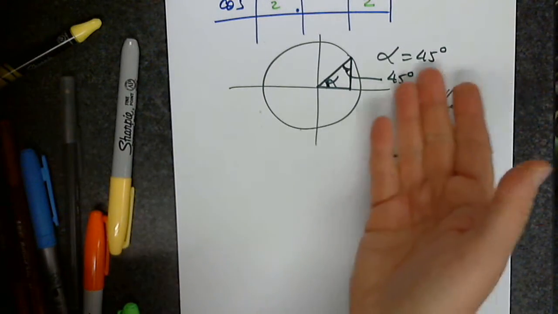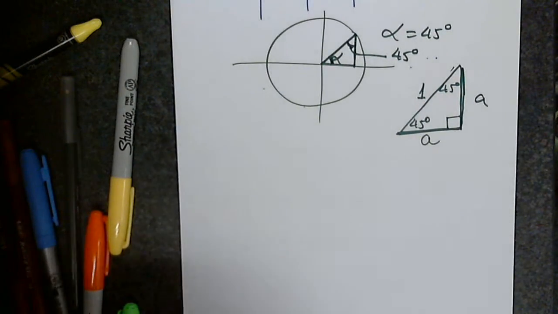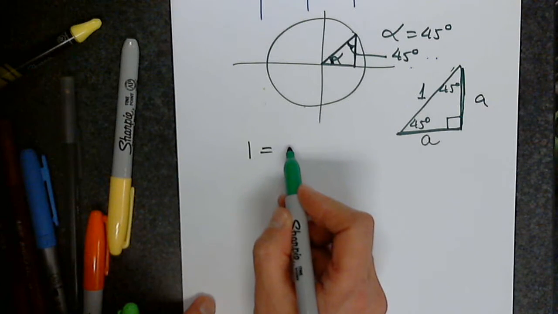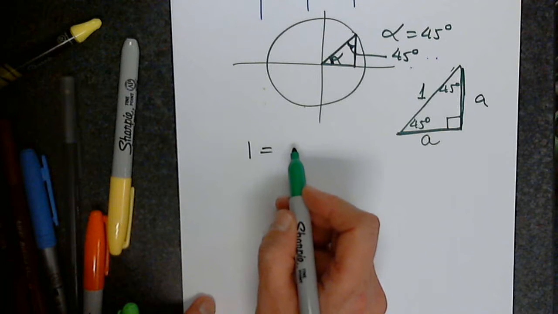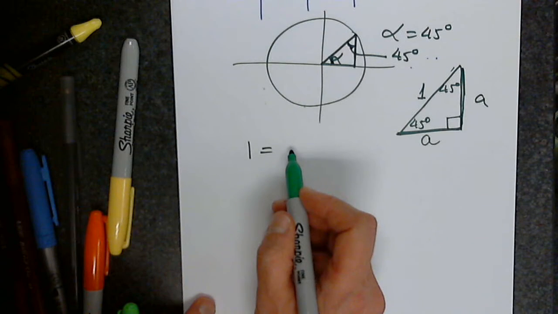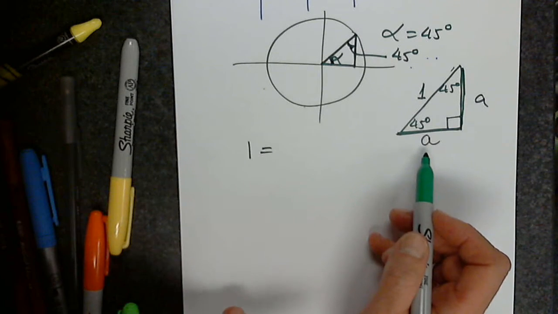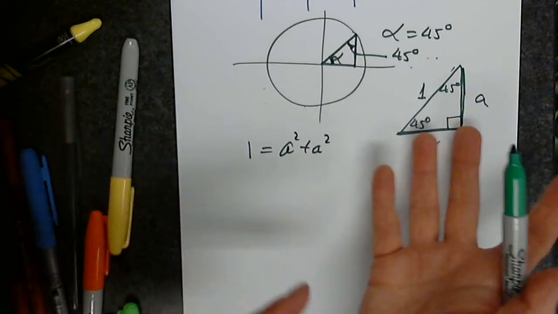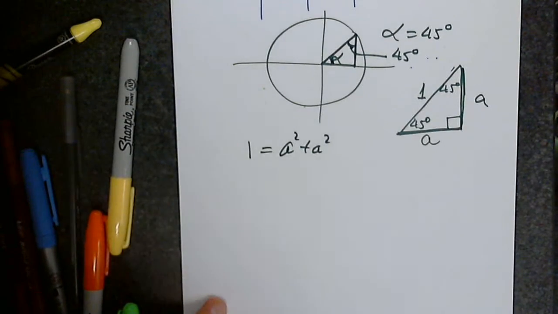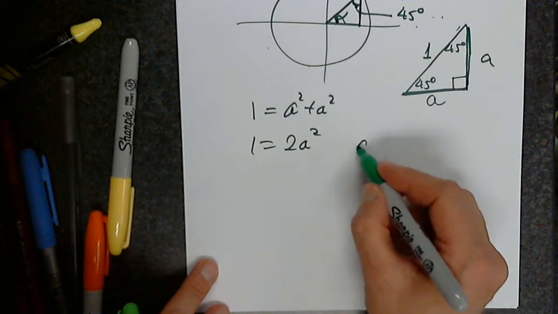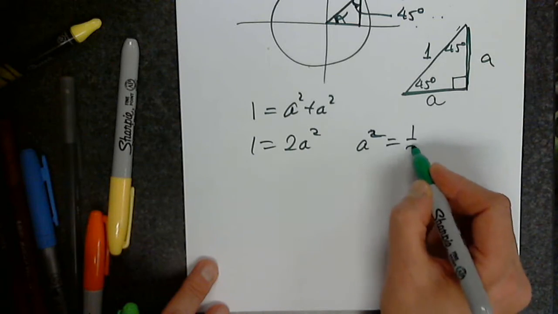Good. So can anyone give us the Pythagorean theorem now in this triangle? One equals? I have a, so I have to square a to apply the Pythagorean theorem, right? So it's a squared plus a squared. I have a and a, right? So then 1 equals 2a squared. I have to solve for a squared, and I get 1/2.